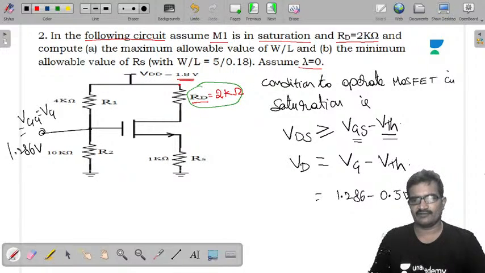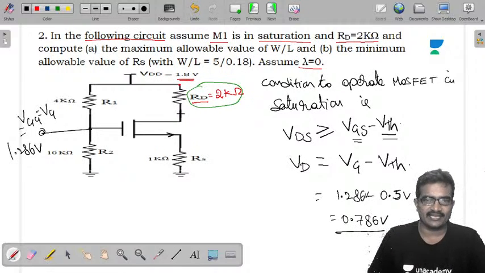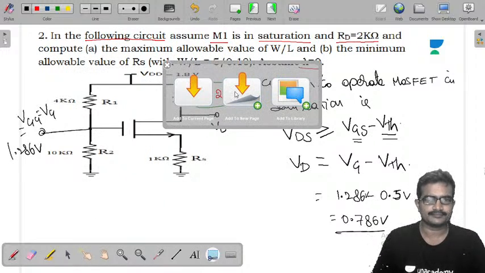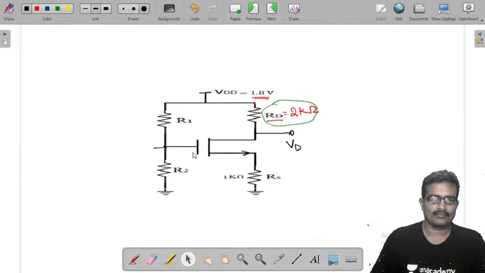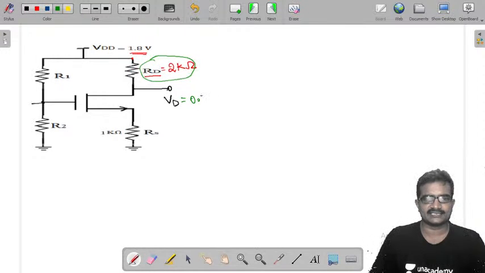Now I am getting 1.286 minus 0.5 volts, which is 0.786 volts. Now we got the value of VD. So now I am copying this circuit. So VD is 0.786 volts, and this is the current ID.